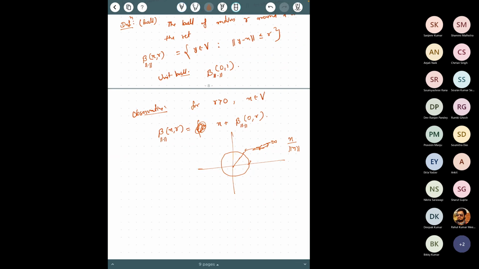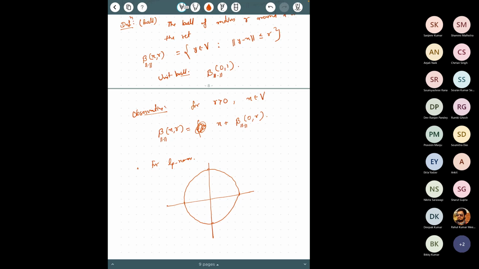So, for example, for some standard norms, you can draw the unit balls. For example, for LP norms, you can draw it, let's say in R2. Almost a similar shape results if you draw it for different p's. When you talk about the 2 norm, this region is the 2 norm. This is the unit ball with respect to the L2 norm.